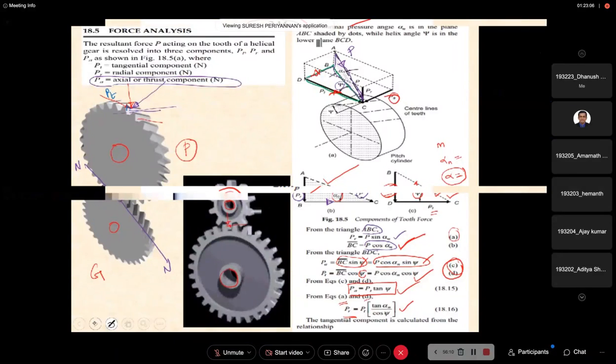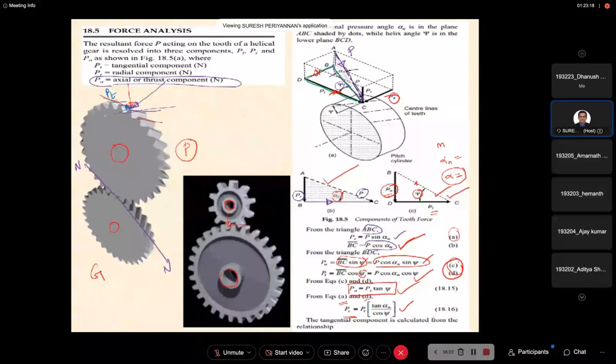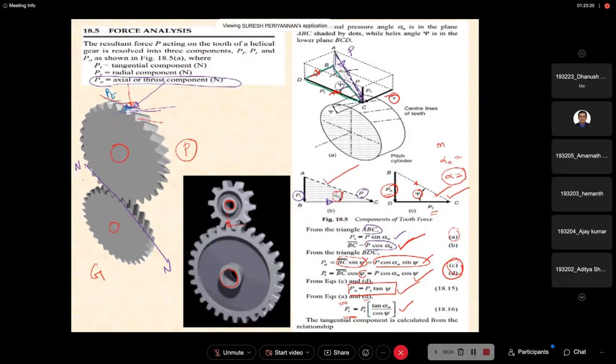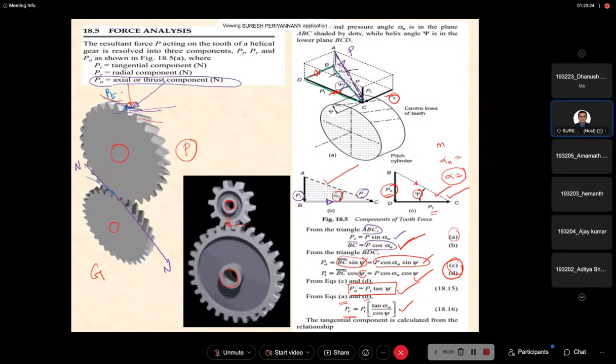Now we are considering PT. PT is a tangential component for the driven gear, in the opposite direction of the rotation. I might not have put it here because if I draw it here, it will be confusing. That's what I have drawn here.